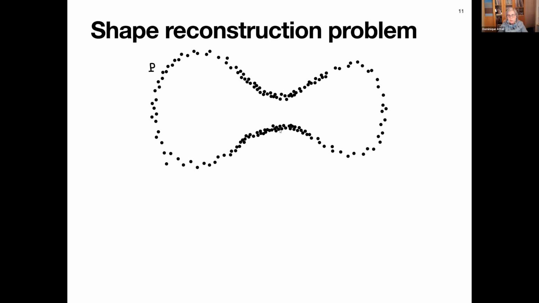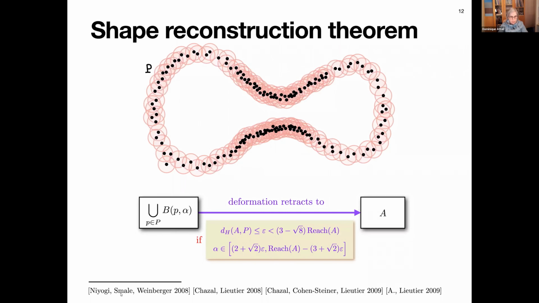So if we increase the density here, then it seems that things are easier. We will be able to do something. And actually, there is a very nice theorem that was proved by Niyogi, Smale, and Weinberger, and that has been revisited a number of times, which is the following.